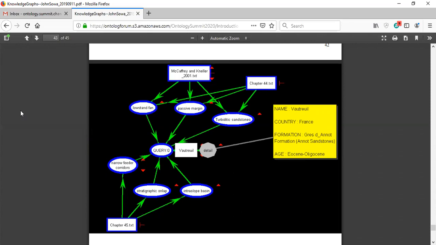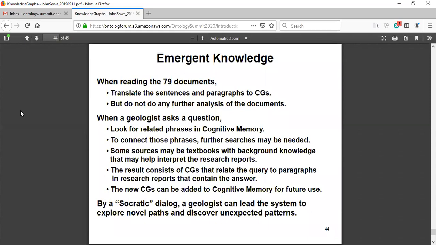And then after it's derived that ontology, automatically it can derive the information that it types out to the user, and also the person who asked the question, and it also gives the option of follow-on questions. So the thing is that when reading the 79 documents, it translates all the passages, but it doesn't do any further analysis of the documents. But when the geologist asks a question, that's when the system does more detailed analysis to look for the phrases, look up those related phrases in cognitive memory, and then connecting those phrases, it might need further searches.